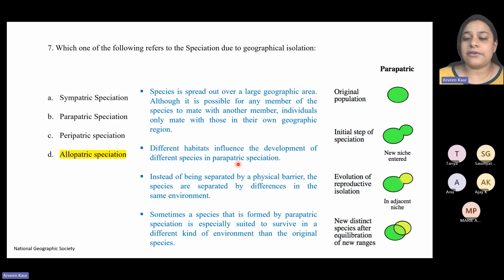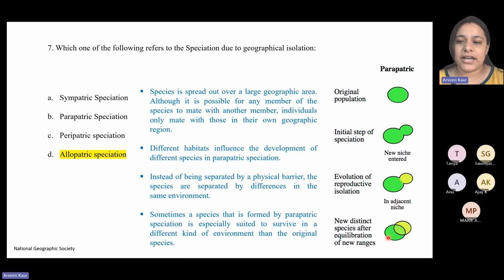Instead of being separated by a physical barrier, the species are separated by differences in the same environment. So they are having different kinds of things within the same environment. But because of their preference, they basically get separated. So sometimes a species that is formed by parapatric speciation is specially suited to survive in a different kind of environment than the original species, right?